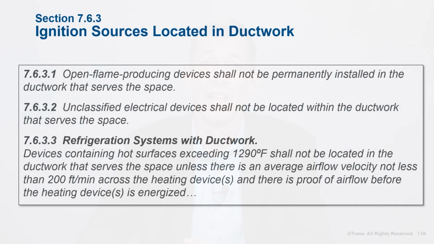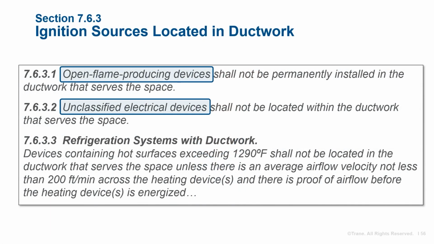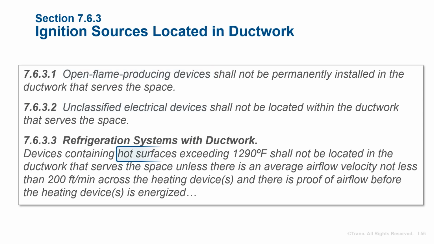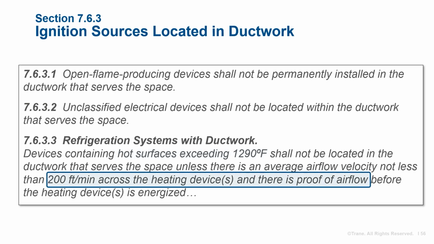Next, if a ducted system experiences a refrigerant leak, it's critical to prevent ignition in the ductwork. Therefore, any open flame producing devices and unclassified electrical devices cannot be installed in the ductwork that serves the space. However, hot surfaces that exceed 1290 degrees Fahrenheit are permitted. The standard simply requires a minimum face velocity of 200 feet per minute across the hot surface, and it must be interlocked with a proof of airflow device. This device ensures airflow before the hot surface is energized.